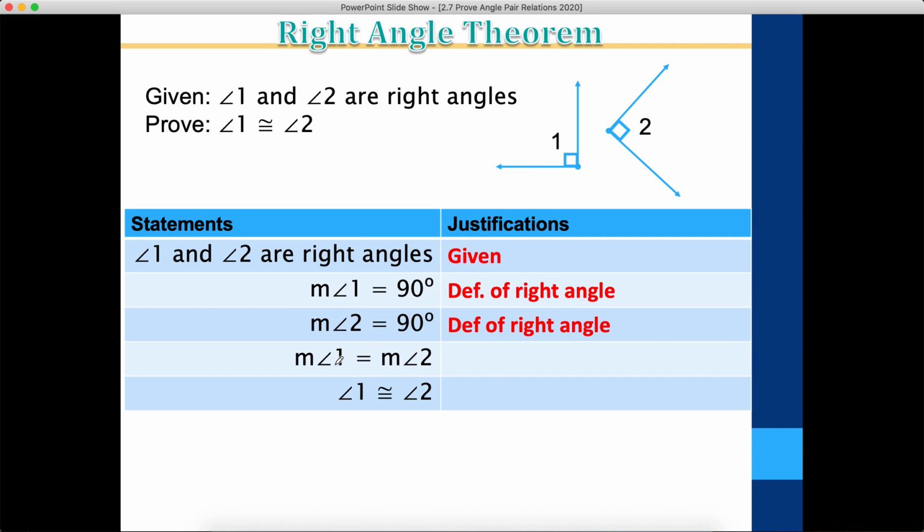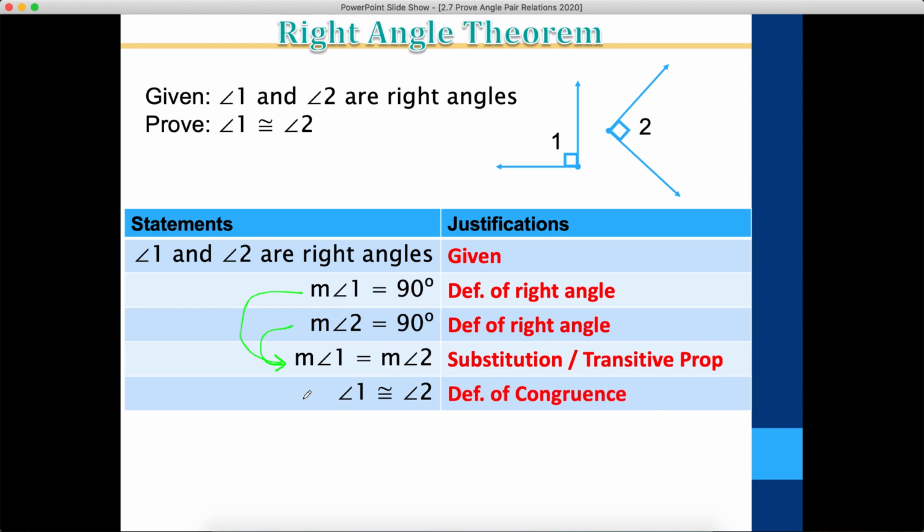So to then say that the measure of 1 equals the measure of 2, I'm hoping you can figure it out in your head how I bring these two together to get me this statement. And that is, again, either substitution or transitivity. And then to say their measures are equal, therefore they're congruent, is the definition of congruence.